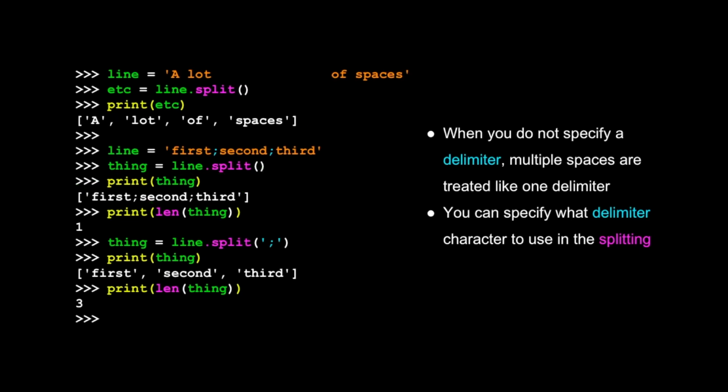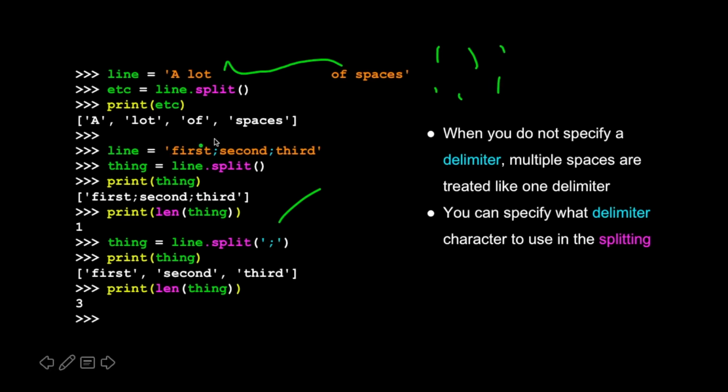But given that this is something we like to do, you can tell split what character you'd actually like to split on. Now, it's not quite as clever when splitting on something other than spaces. It doesn't understand that if there's a bunch of semicolons in a row, it still thinks of those as splitting points to split.